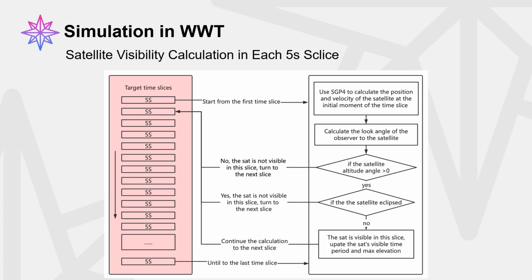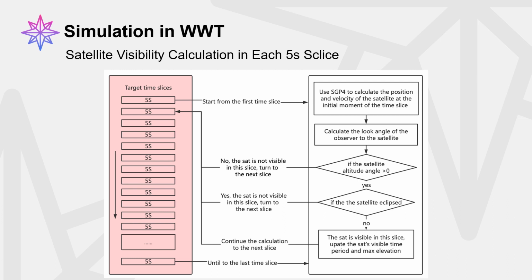SAS Tracker will divide the simulation period into 5-second slices and sequentially calculate which satellites will appear in the visible sky area of the site during each time slice. This requires the satellite's altitude angle greater than 0 and not be eclipsed. After the calculation of all time slices, the start and end time of each satellite's visible period can be obtained.